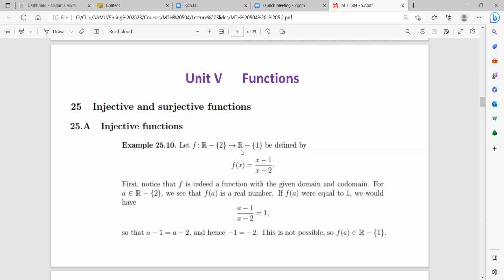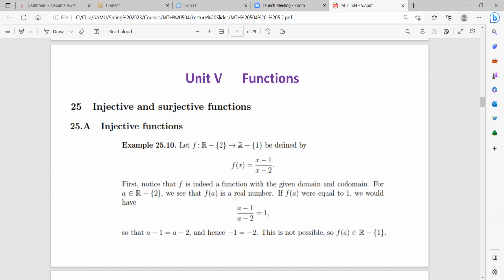Okay, remember, why do we take off 1 from the codomain? So suppose this function value is 1. So if f of a were equal to 1, then we have this equation a minus 1 over a minus 2 equal to 1. Then you can easily solve this equation. You multiply a minus 2 on both sides. So you get a minus 1 equal to a minus 2. Then you get negative 1 equal to negative 2 if you cancel the a on both sides. And that's not true. So you can never have the situation for f of x equal to 1.